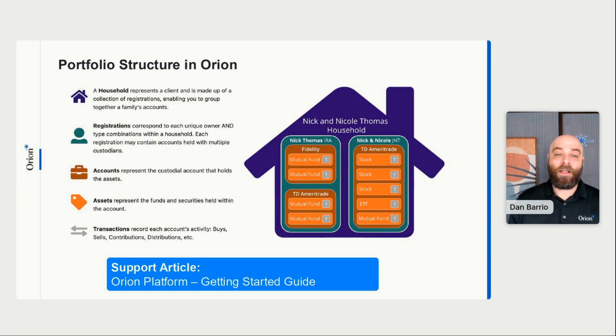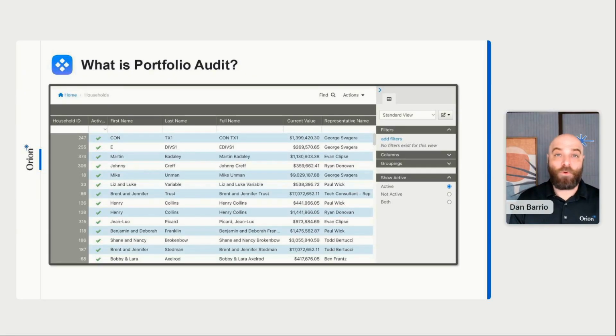I just wanted to point out that this comes from an article called the Orion Platform Getting Started Guide, listed at the bottom, which you can find in our support app. I highly recommend either printing out this graphic, taking a screenshot, something like that, and having it handy because it's a really good reference point to show you how we organize portfolios in Orion. Now, I mentioned Portfolio Audit.